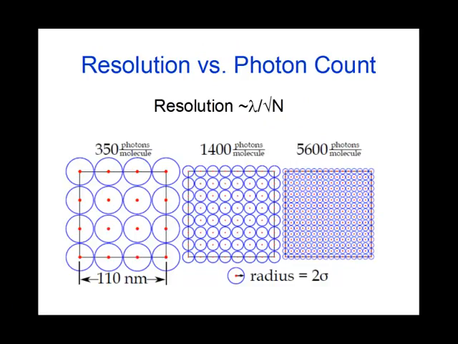Here is another test of the localization precision. We played with the photons per molecule, and we generated 10,000 images at each subpixel position. What we find is that the circles have radii that are twice the standard deviation of the estimates. Every time we multiply the number of photons by 4, the number of circles that we can fit in approximately doubles. That just means that the resolution is going as 1 over the square root of the number of photons.